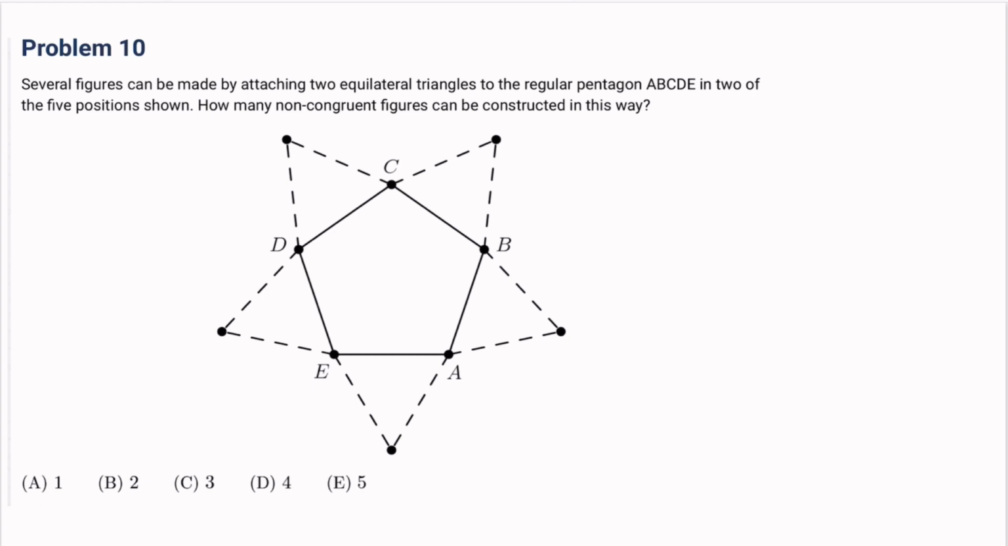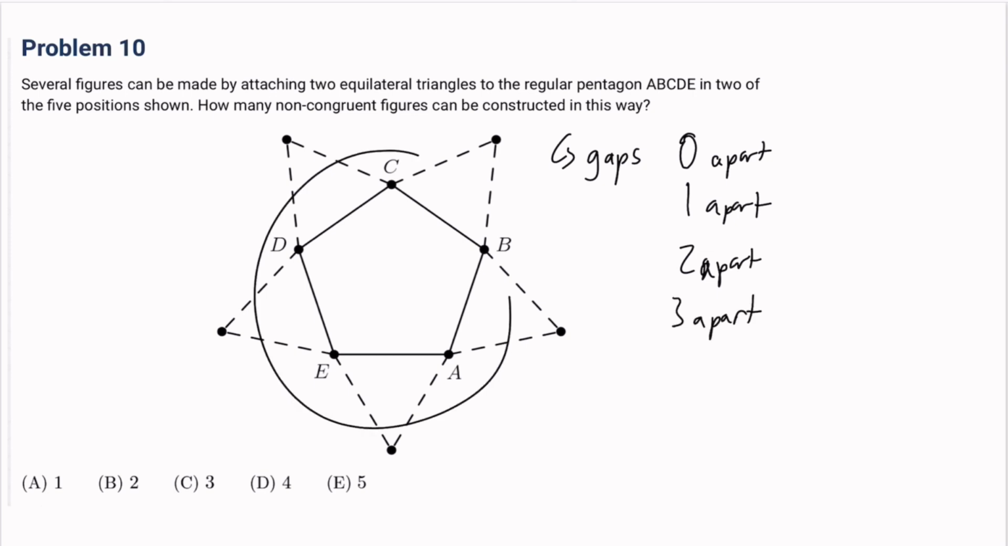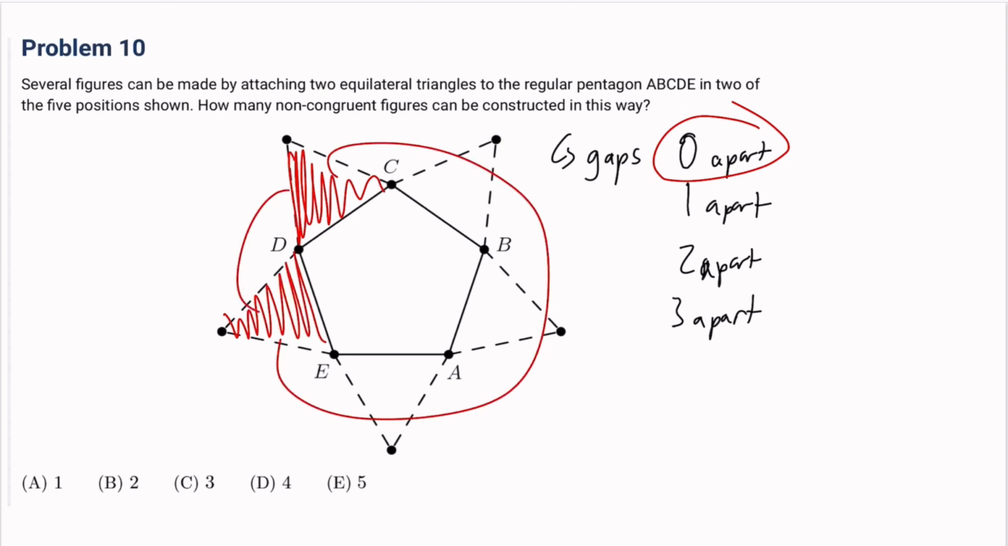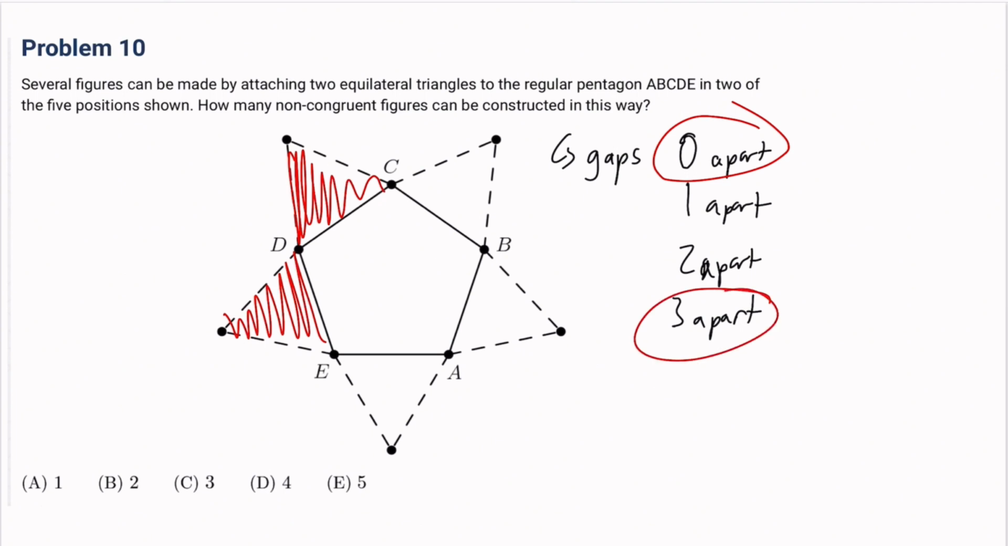Number 10. Several figures can be made by attaching two equilateral triangles to the regular pentagon ABCDE in 2 of the 5 positions shown. How many non-congruent figures can be constructed in this way? So we basically have to decide the gap between these 2 equilateral triangles, right? So the gaps can be 0 apart, or 1 apart, or 2 apart, or 3 apart, right? And 4 apart is not possible because there's a total of 5, right? And so if it's 0 apart, then it's this and this together, right? So that will be 0 apart, but that will be the same thing as being 3 apart, right? So this and this is the same thing.